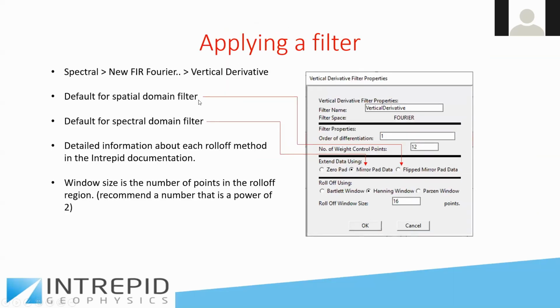So if we want to apply a filter to our line data, we can click on the spectral drop-down menu up the top of the filtering tool and choose new FIR Fourier, and then vertical derivative. This will bring up your vertical derivative filter properties window. You can choose the name of the filter. It defaults to the filter's name within Intrepid, but obviously you can change this if you like.